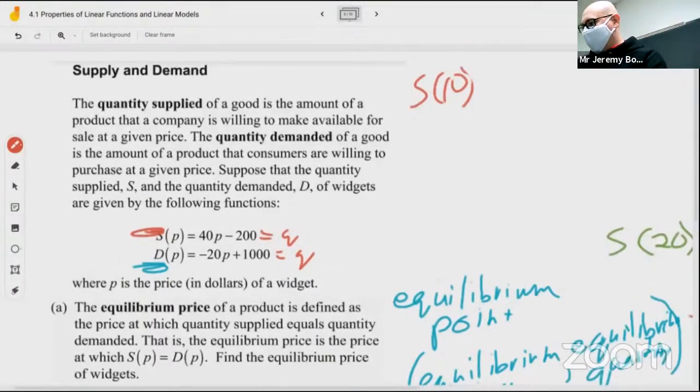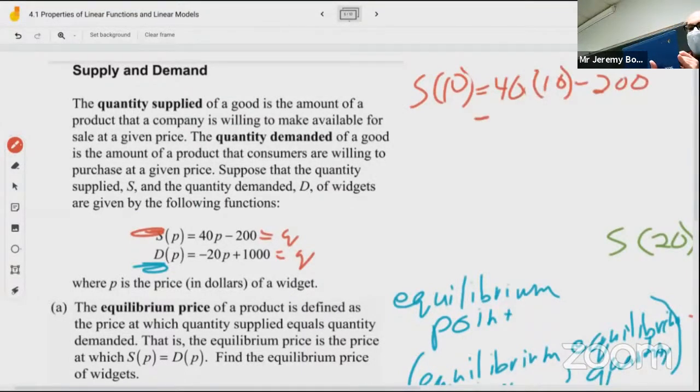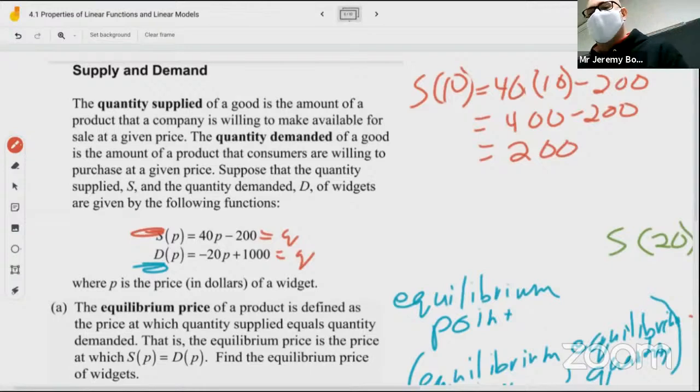So use your graph to kind of dictate what you can use. And so we'll have 400. Sorry, I'm doing the math in my head right now. 40 times 10 minus 200. So that's going to be 400 minus 200, which will be 200. So I know I have the point (10, 200) for my supply function.